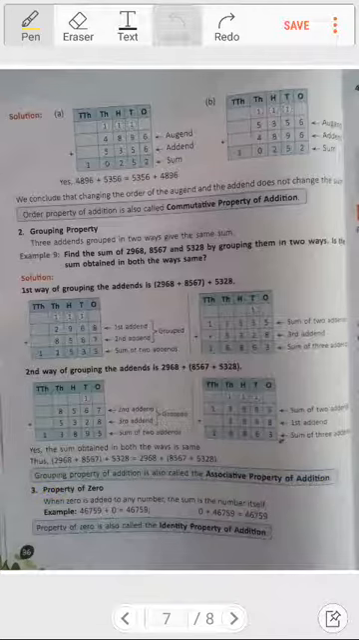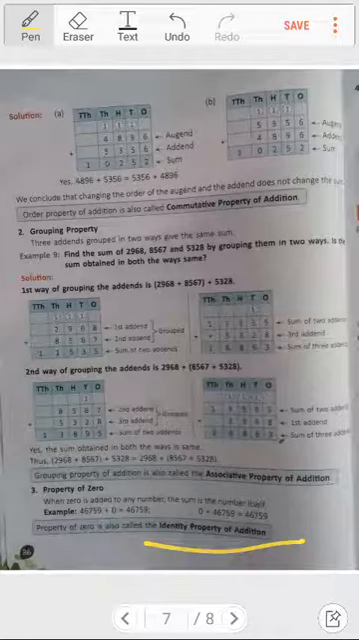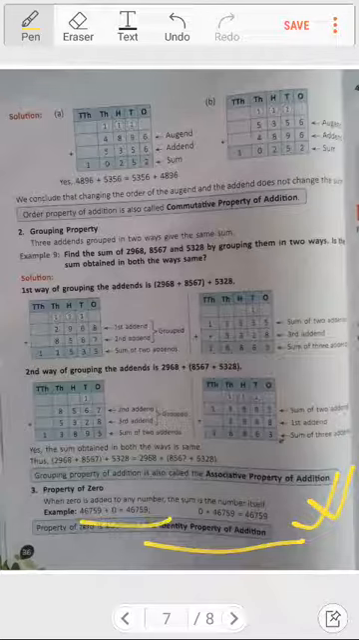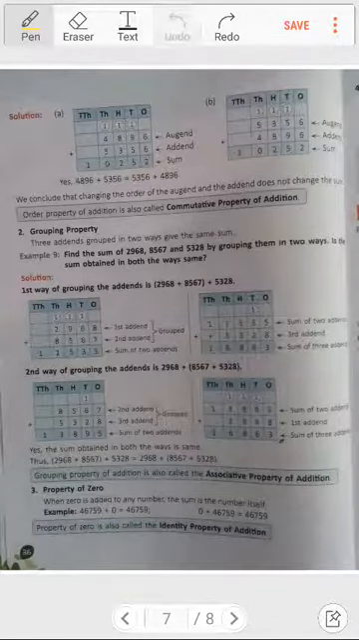So if you see now below, property of 0. What is the property of 0? 0 is also known as the identity property of addition. Identity means what? There is no change in the number. That is, when we add 0 to any number, or 0 is added to any number, the number doesn't change. Here only it has been solved. 46,759 plus 0 is 46,759 only. Or 0 plus 46,759 is 46,759 only, okay. So this is the property of 0.